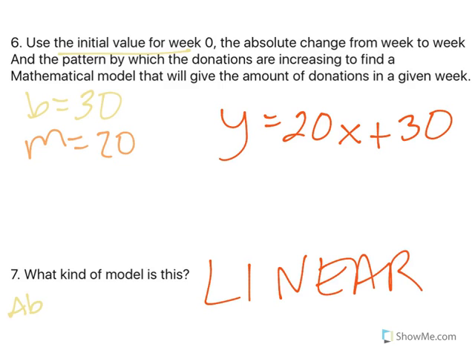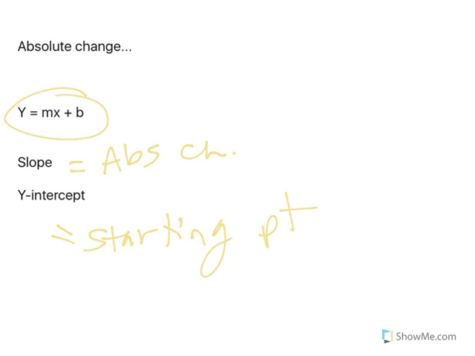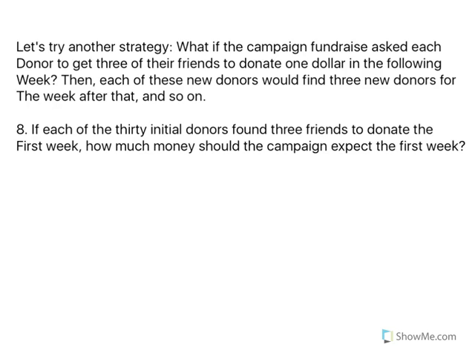So if the absolute change is the same, you have a linear model, and your absolute change is your slope. Isn't that great, the way that works? So if you have absolute change, we have y equals mx plus b, where the slope is the actual absolute change, and your y-intercept is still your starting point. That hasn't changed. Okay, let's try another strategy.